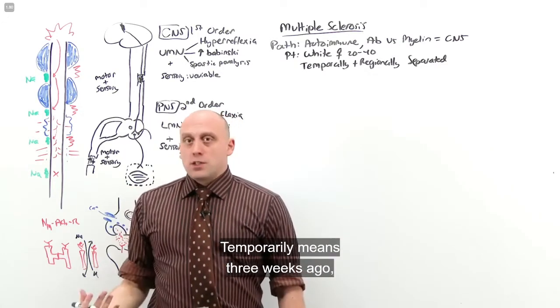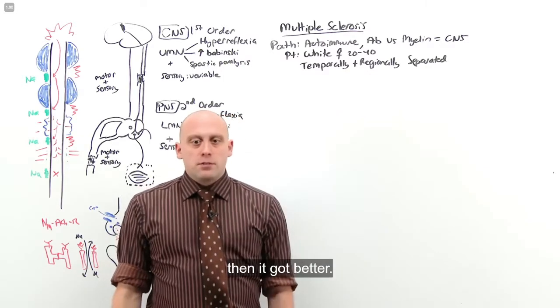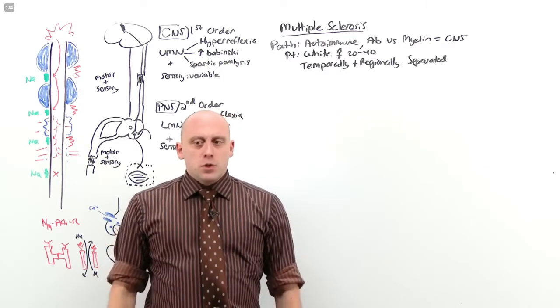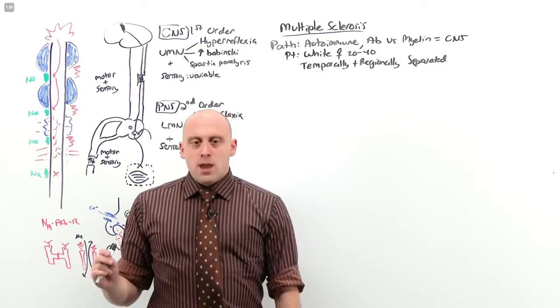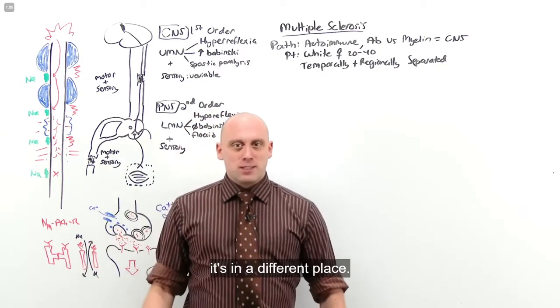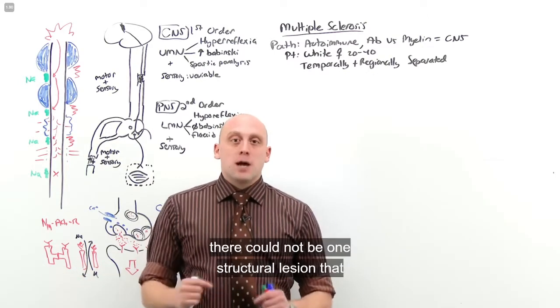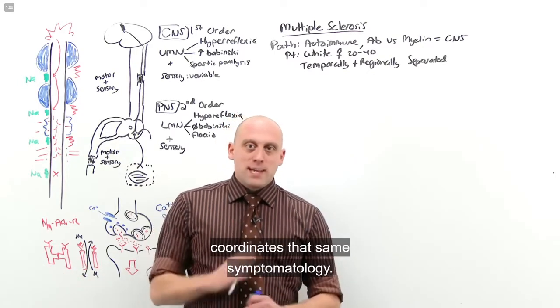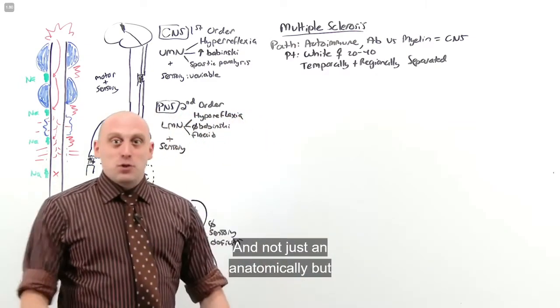Temporally means 3 weeks ago, she had paralysis of her right hand, but it got better. 3 months ago, she had paralysis of her left foot, but it got better. Now, she's got vision problems. So each one of those sounds like, well, that could be a stroke, focal neurologic deficit, yeah. But it got better on its own. And each time something happens, it's in a different place. Each time it happens, that is separated by time, it's in a different place. That is, there could not be one structural lesion that coordinates that same symptomatology. The right arm and the left leg never come together, and not just anatomically, but neurologically either.